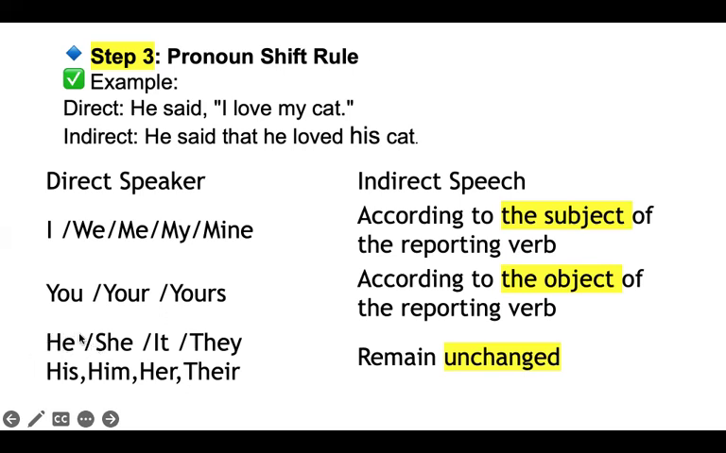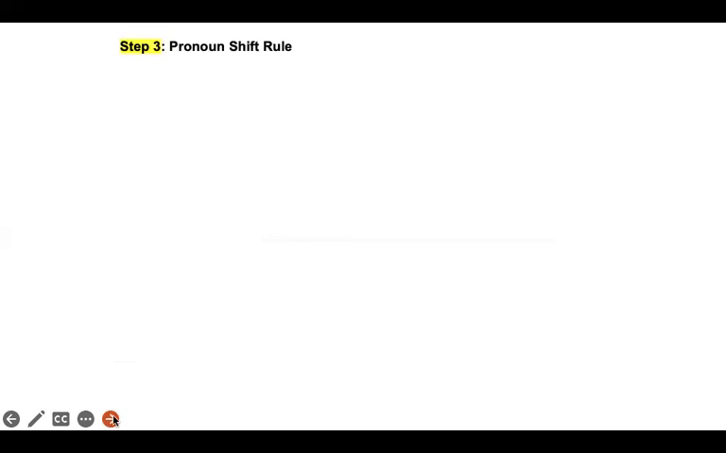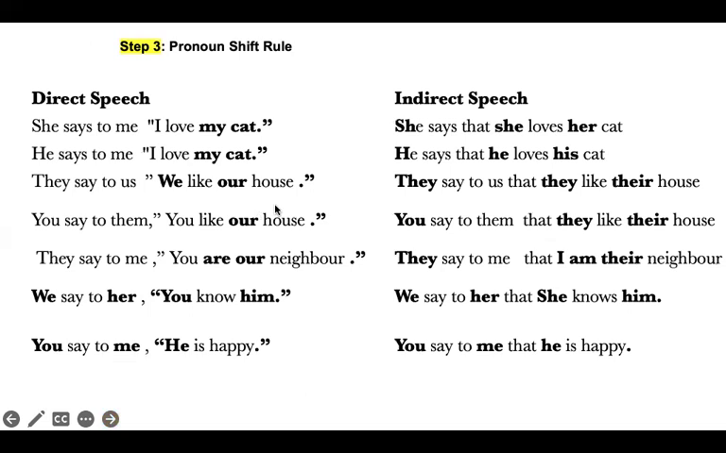The third is the third person pronoun: he, she, it, they, his, him, her, their, theirs, or its. These do not change. They remain unchanged. So the pronoun shift rule should be, remember: first person changes according to the subject, second person changes according to the object, and third person does not change. Let's see if we can see through the example.